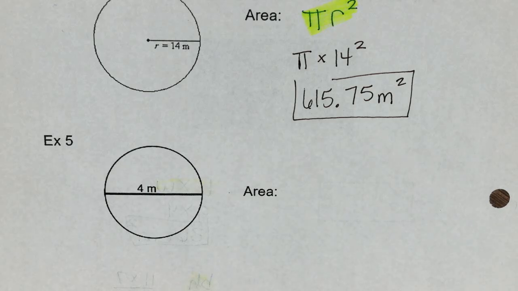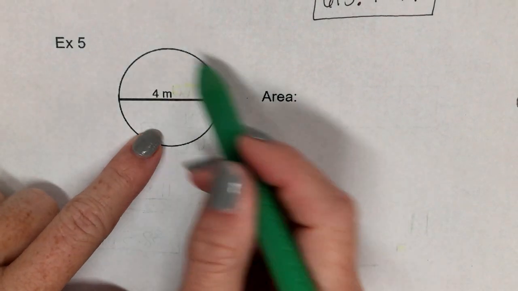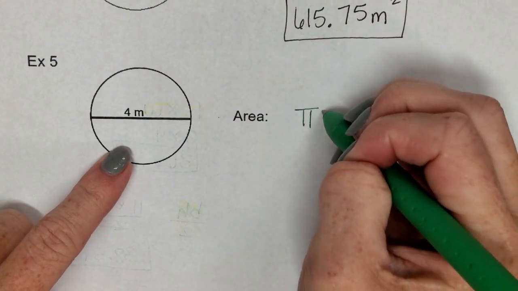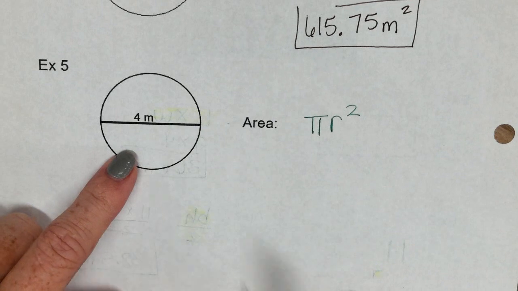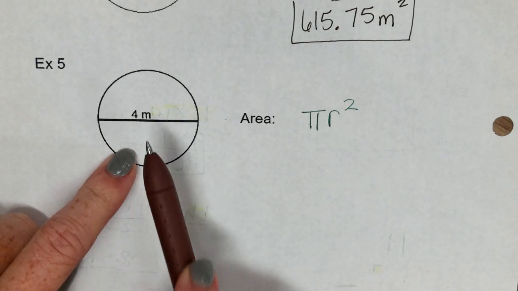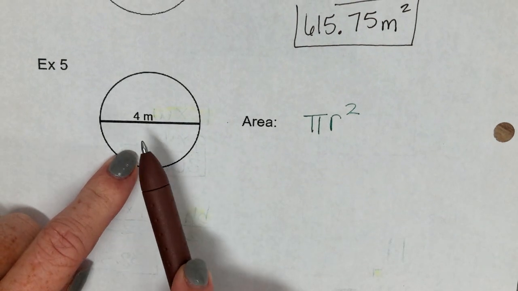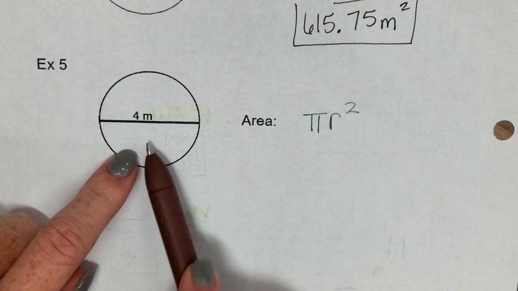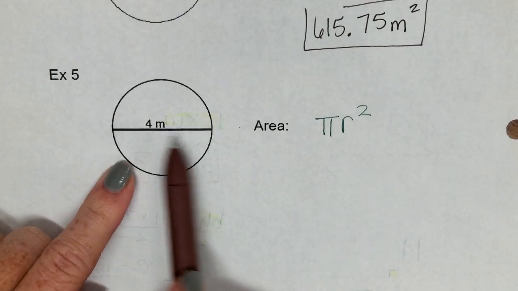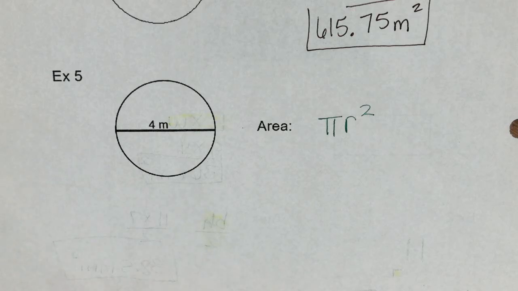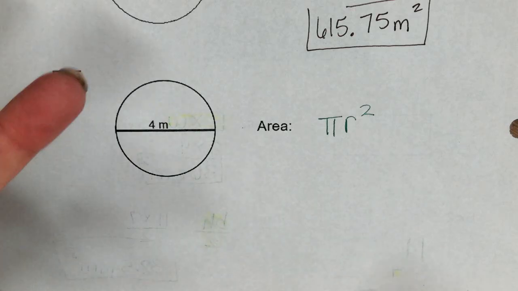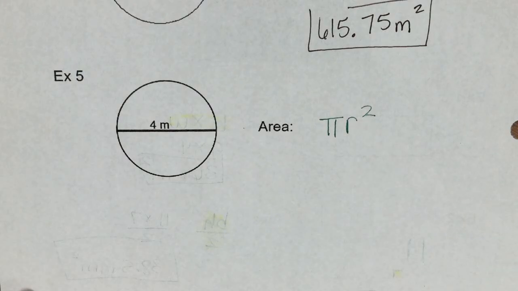So every circle, you're going to do pi r squared. So everybody write it right here. What kind of shape is this? So I'm going to do pi r squared. And I'm going to ask myself, did they give me an r, a radius? No. What is radius? Halfway through a circle. Is that halfway through the circle? No. So what am I going to do to the 4 to make it half? Divide by 2. So what's 4 divided by 2?